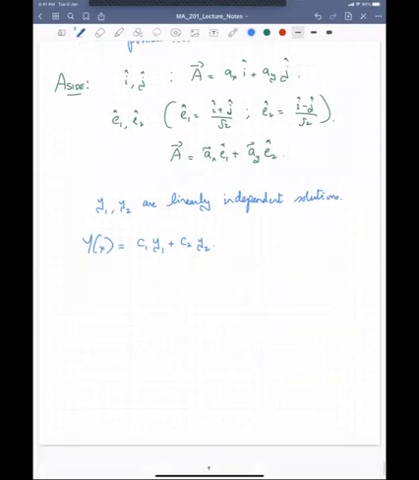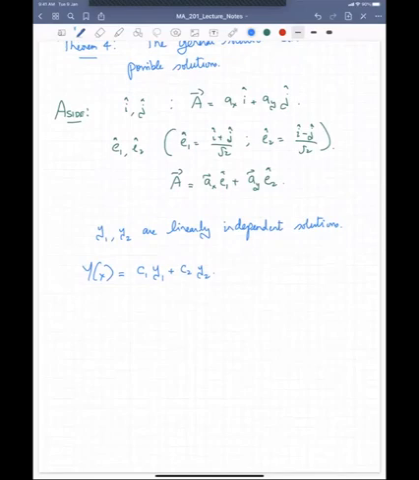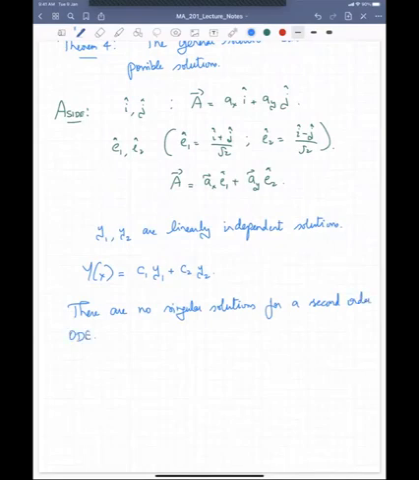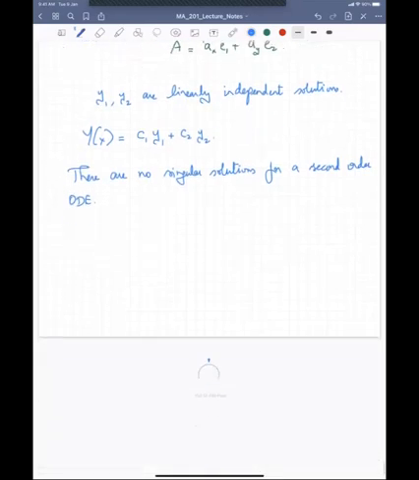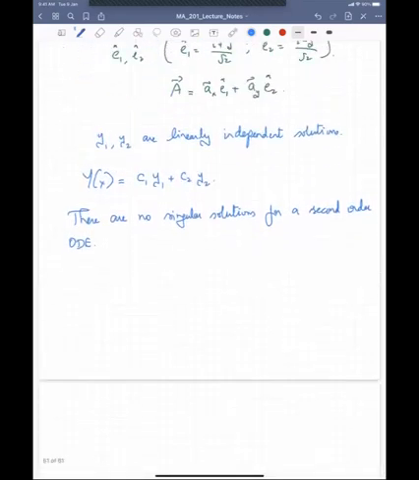A corollary to this statement is that there are no singular solutions for a second order ordinary differential equation. This was not true for first order, by the way, right? So the theory is a little more tight for second order differential equations.